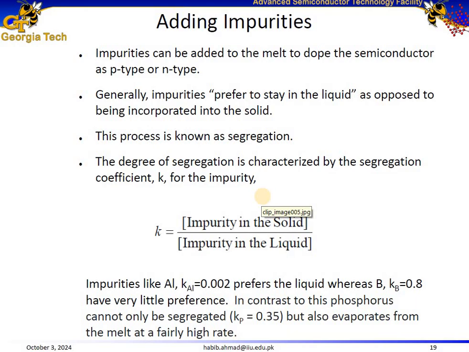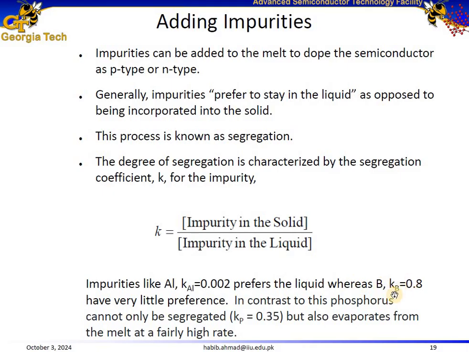We represent the segregation coefficient with K. A low value of K, close to 0, means that most of the impurity stays in the liquid, and a high value of K close to 1 implies that the impurity distributes equally between the solid and the liquid. Some examples of impurities in silicon are aluminum, boron, and phosphorus. For aluminum, the segregation coefficient is 0.002, meaning that it almost always stays in the liquid with very little getting incorporated into the solid.